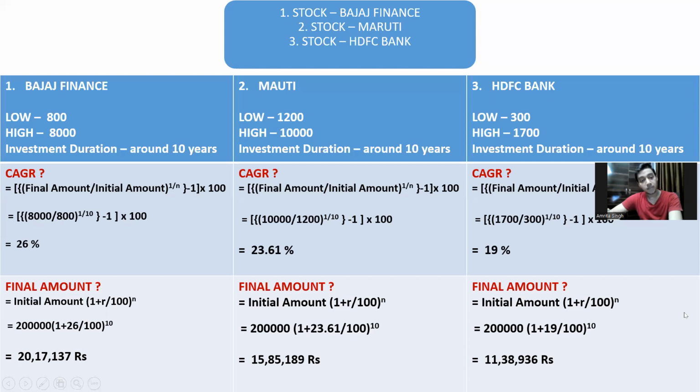So moving further, I have taken some real life examples. I have picked up three stocks, and I'm going to tell you how you can calculate the CAGR of this particular stock and how you can calculate the final amount, if you have invested a certain amount of money in this stock for a certain period. So the first stock is going to be Bajaj Finance, but before that, I want to show you the monthly chart of Bajaj Finance.